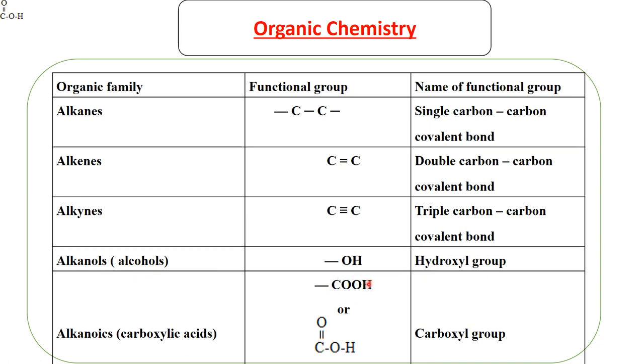Then sometimes they don't just like to write them like this. They write them with their structural formula. Structural formula is how the different atoms are connected to each other. So this, when written in the form of the structural formula, is oxygen double bonded to carbon, single bonded to another oxygen, which is single bonded to hydrogen. So this is called a carboxyl group, and is what makes carboxylic acids carboxylic acids.